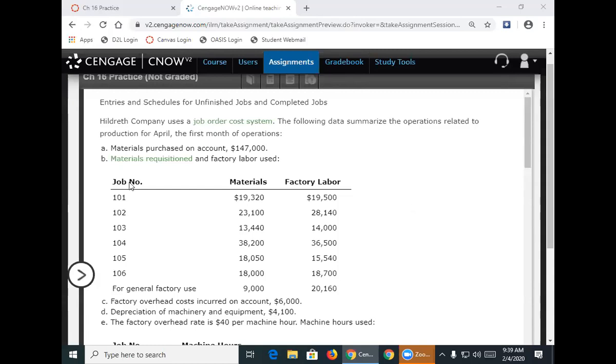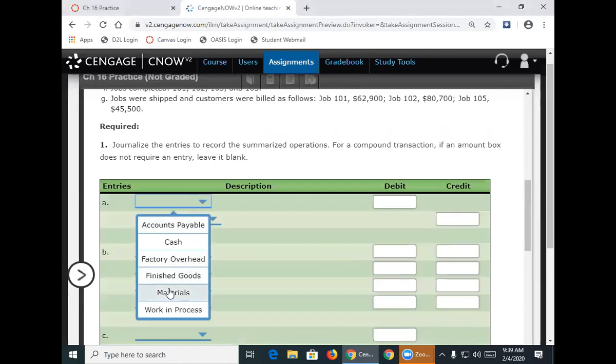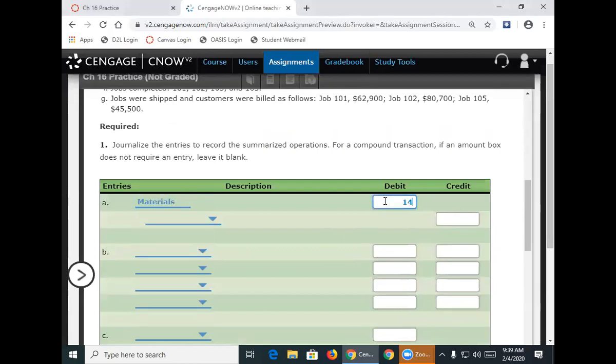Okay. So we can do that journal entry. So materials get debited $147,000. What do I credit? Accounts payable. Very good. So accounts payable gets credited because it said we purchased materials on account. Okay, so our very first journal entry is a debit to materials and a credit to accounts payable.